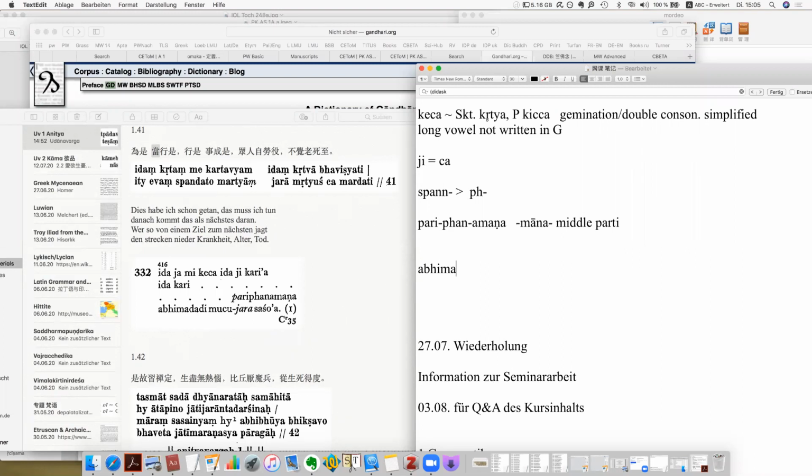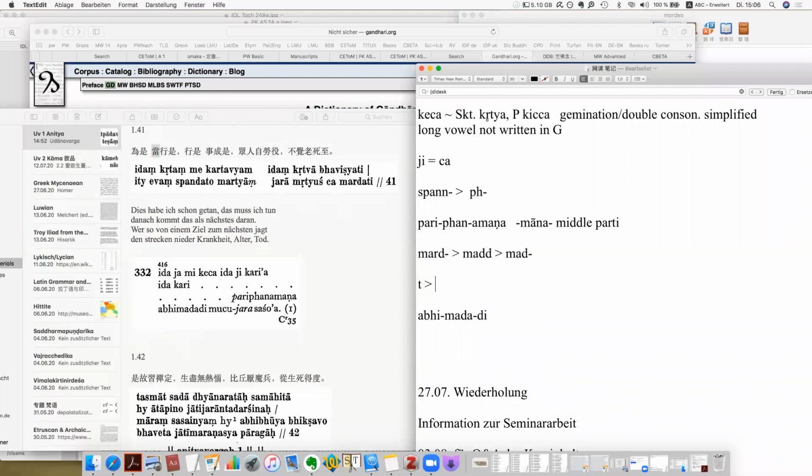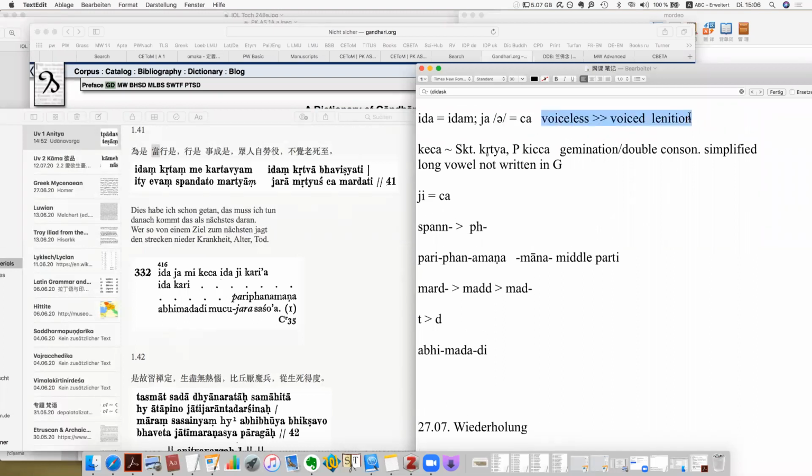不好意思，今天拖堂拖的有点多，希望你们不要介意啊，希望你们不要介意。So Abi Mardadi, so again, this mat comes from mard. So mard becomes mad, and mad becomes mad. So it's just the same thing. So Abi Mardadi, and this D again, t to d. This is again voiceless to voiced. This is again lenition. So lenition occurs often between vowels.